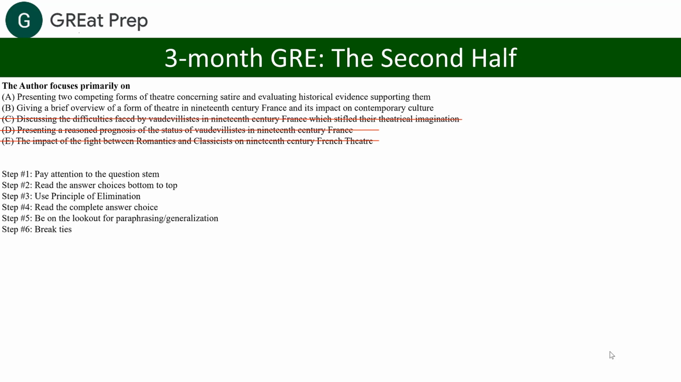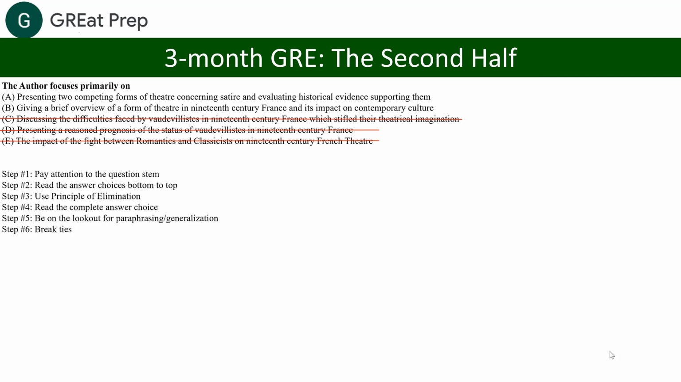Option B, giving a brief overview of a form of theatre in 19th century France and its impact on contemporary culture. Well, this kind of makes sense, right? Because the author does give an overview of a form of theatre in 19th century France and its impact on the society during that period of time. Now, this is a great segue into step number 5, right? Be on the lookout for paraphrasing or generalization.